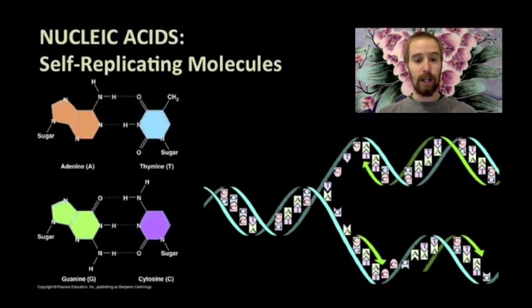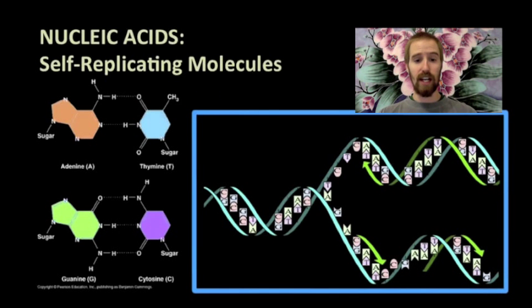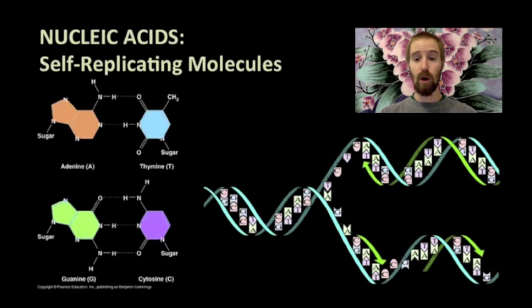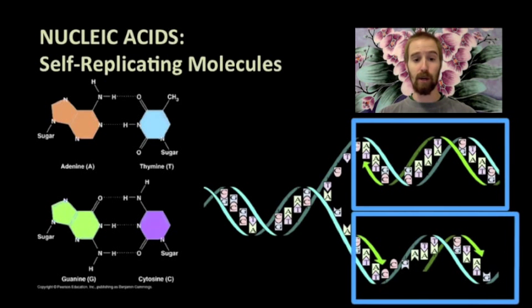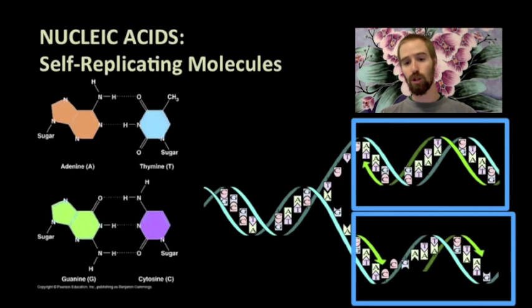As we can see in this picture, by unzipping a molecule of DNA into 2 individual strands, new bases can be paired up with the old bases to form 2 new DNA molecules, each identical to the original because of the base pairing rules we just talked about. Each one of these new DNA molecules is made of 1 original strand and 1 new strand.